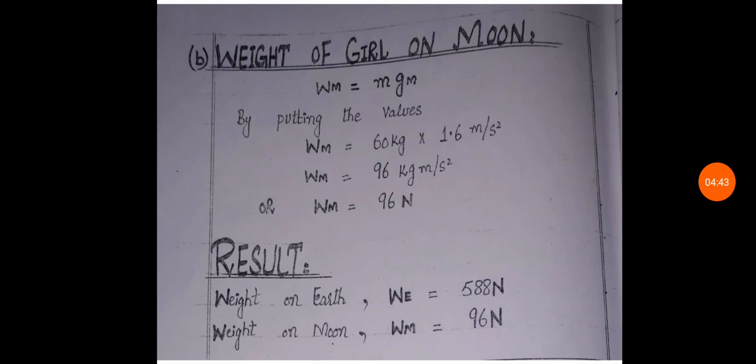Now the weight of the girl on the moon, its formula is wm equals to mgm. By putting the values, we get m equals to 60 kilogram and gm equals to 1.6 meter per second square. So by multiplying these two values, we get 96 kilogram meter per second square, and this kilogram meter per second square equals to Newton. So we get the result: weight on earth WE equals to 588 Newton, and the weight on moon, that is represented by WM, it is equals to 96 Newton.